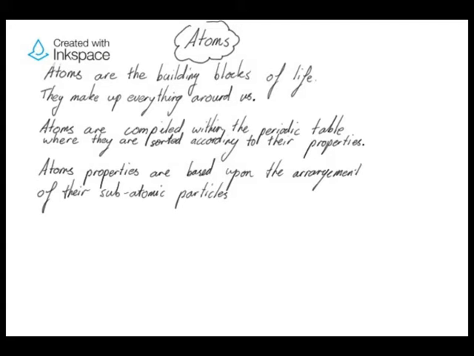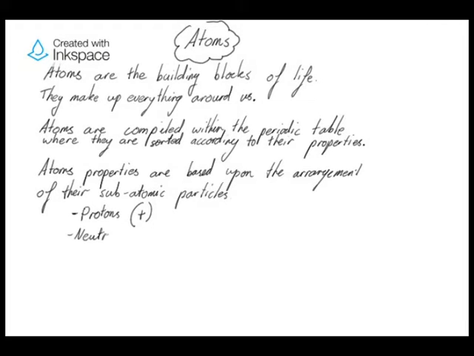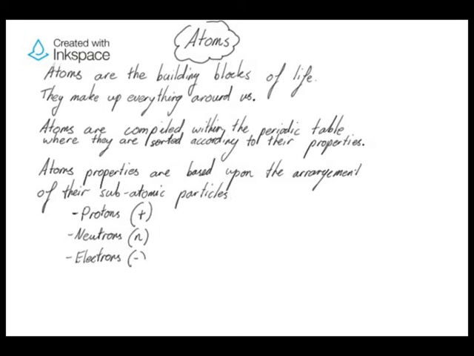So subatomic particles. Sub means below, and atomic, so below the atom, or within the atom in this case. We have the three subatomic particles: protons, which have a positive charge, so we denote it as a plus. Then we have neutrons, which are a neutral charge, so no charge, so we denote it as an N. And then electrons, which we give a negative charge to, we denote it as a little minus sign.